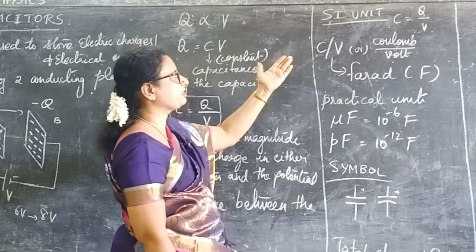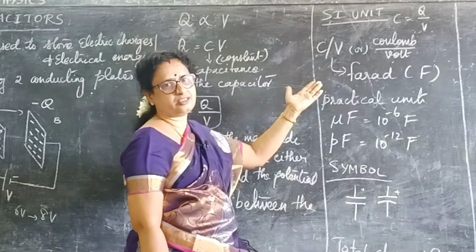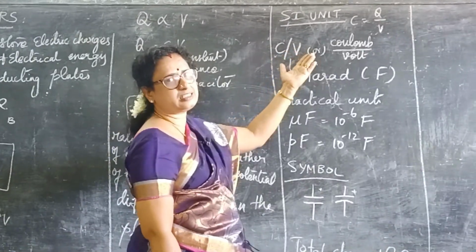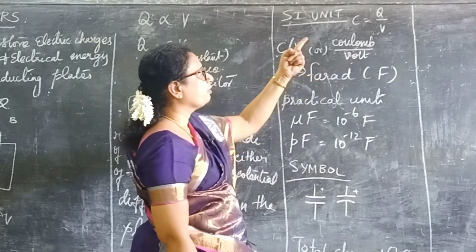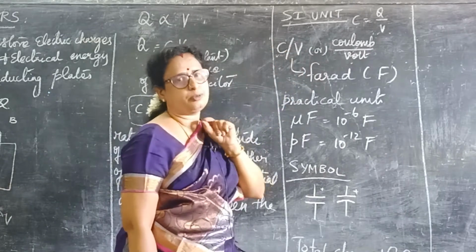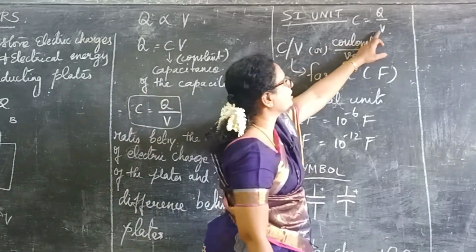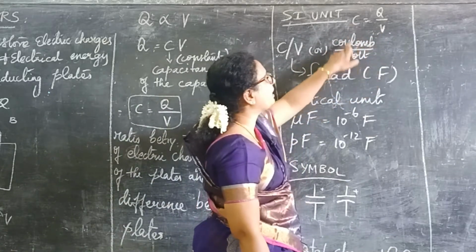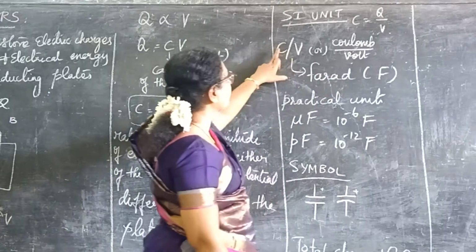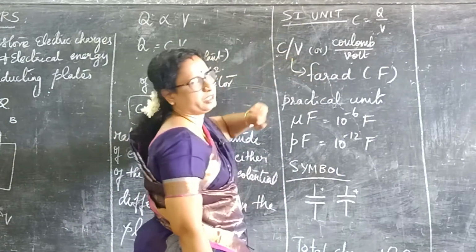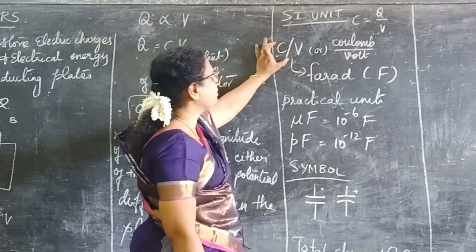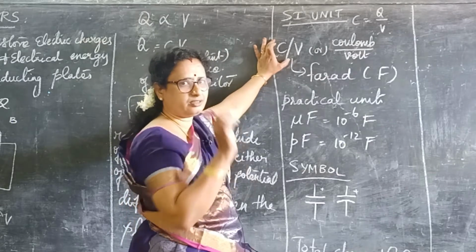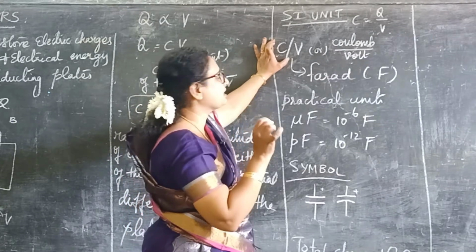SI unit of capacitance: from the formula itself we can write the unit of capacitance, because we know the formula for capacitance, C is equal to Q by V. Unit of Q, charge, is coulomb. Unit of potential, that is voltage V, is volt. So the unit of C is coulomb by volt. Symbol we can write as C per V.